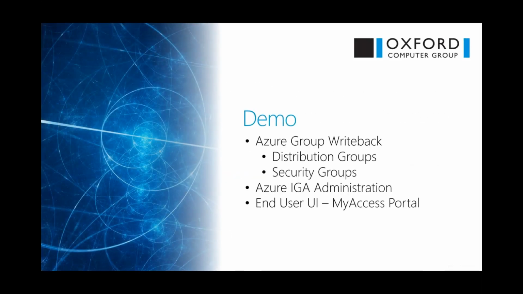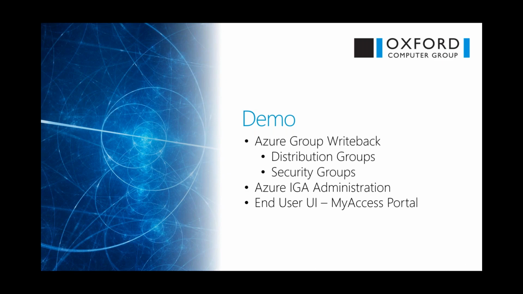So now I'm going to go into a demo of the product, Azure Group Writeback. I'm going to show you how to do distribution groups and security groups, how to go from a distribution group to a security group, and the nested group functionality, and how nested groups show up not only on-prem but in the cloud. And then I'm going to do an access request for a security group for on-prem, and I'll show you that process and how that works.